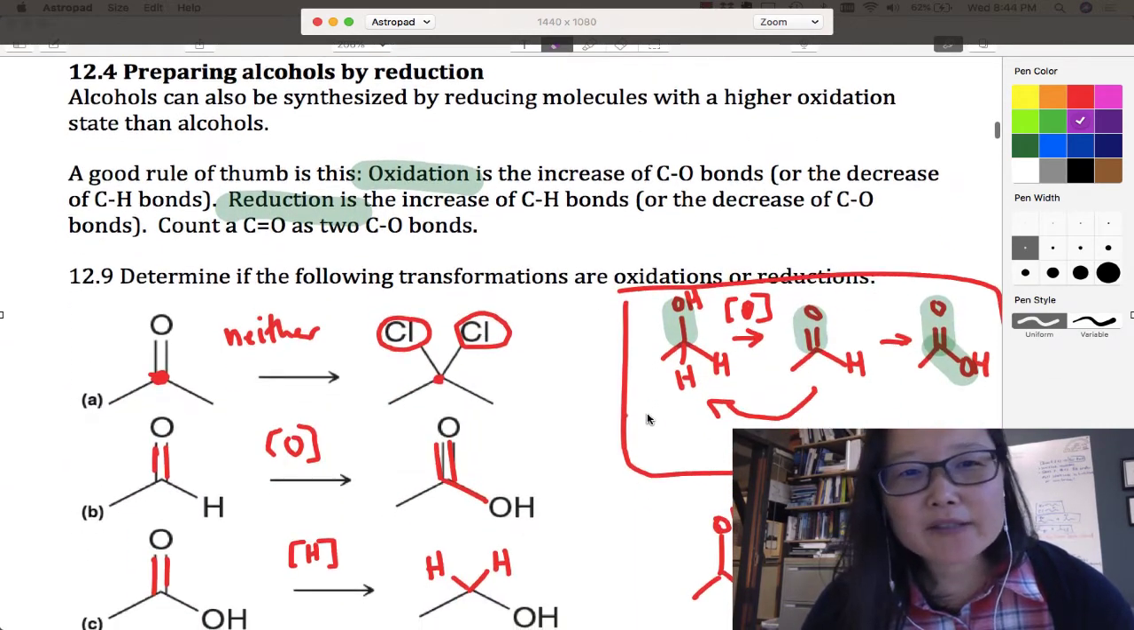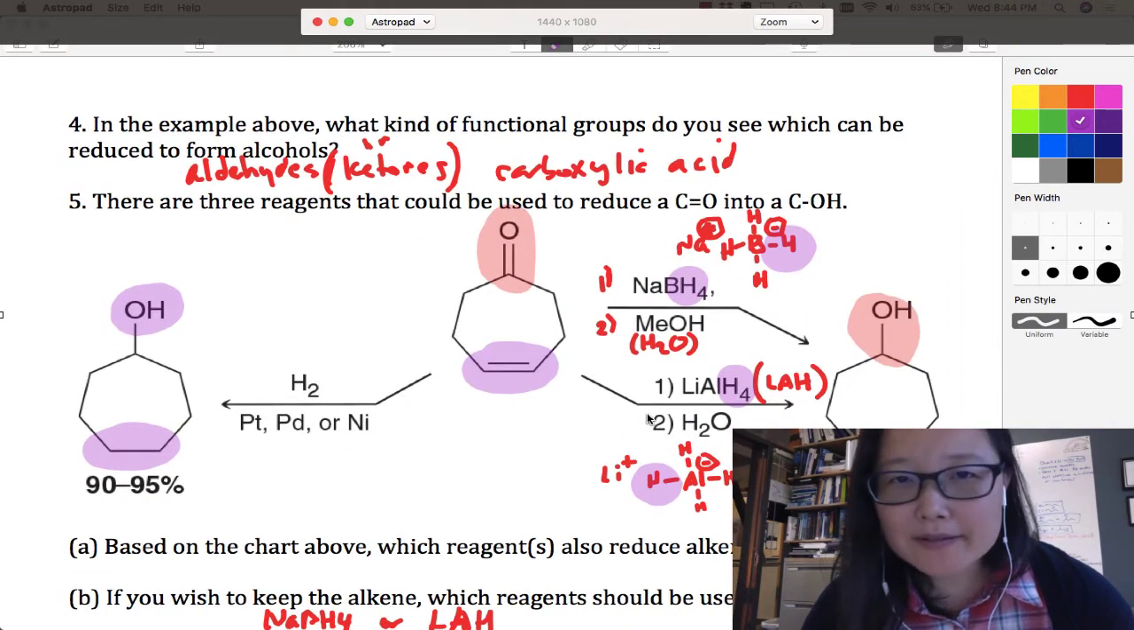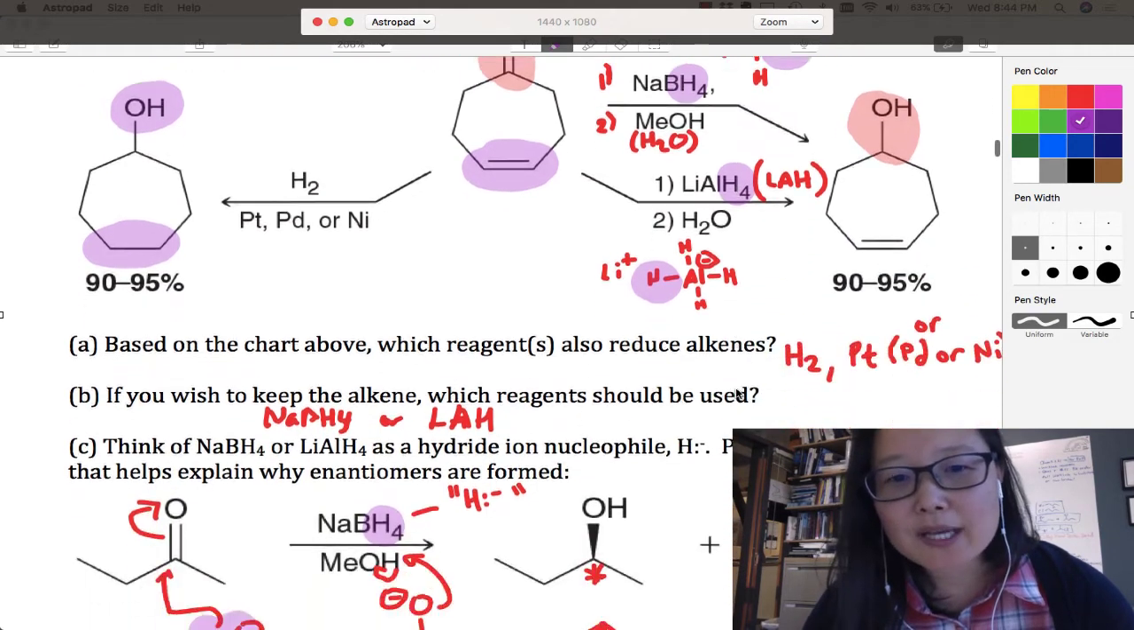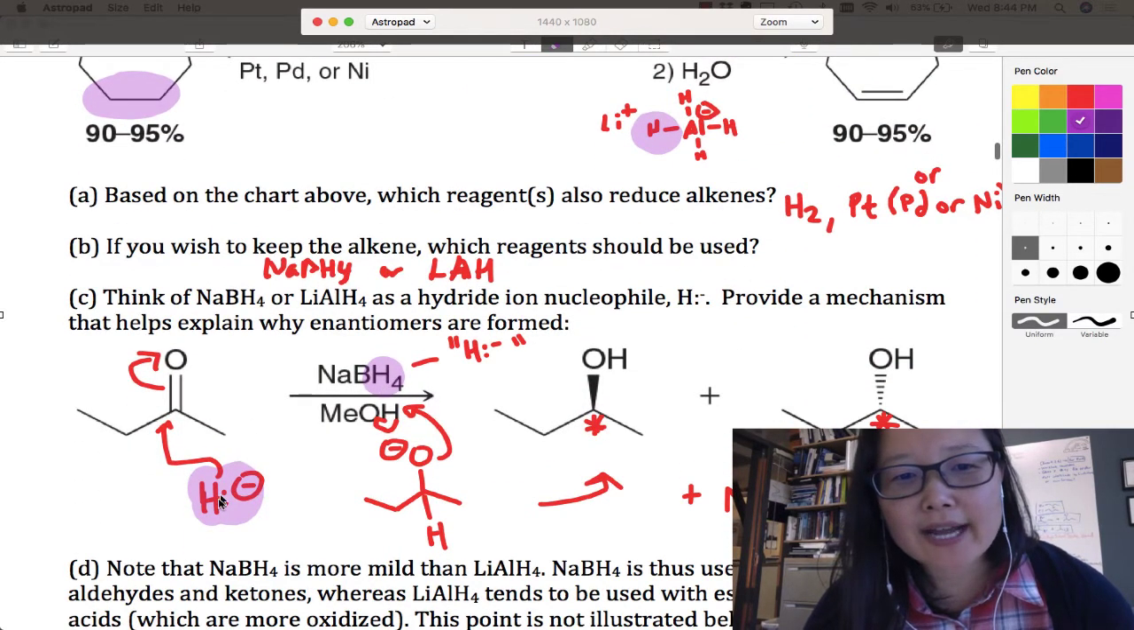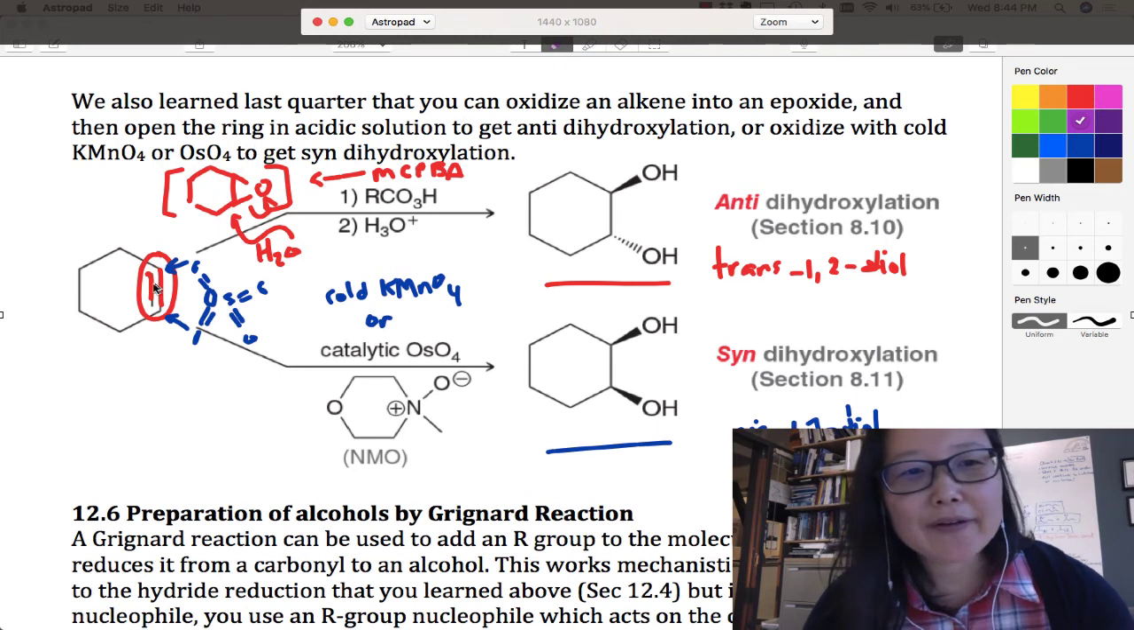And then I also showed you how to reduce carbonyl groups into alcohols using borohydride reagents, either sodium borohydride or lithium aluminum hydride. And the shortcut to that is thinking of the hydride as an H- ion, which technically it's not, but it's a nice easy way to figure out what's going on. And then we talked a little bit about dihydroxylation and how you can do that through KMnO4, OsO4, or through an epoxide and opening it up.